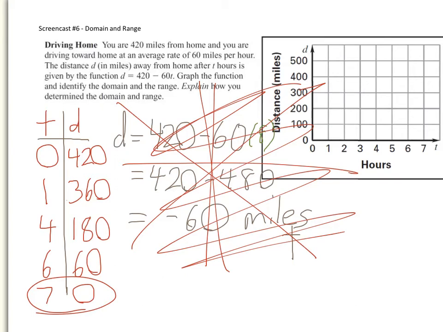So now that we have all this wonderful information here, time is 0, 1, 4, 6, 7, which means d is 420, 360, 180, 60, and finally 0, we are able to now officially plot our points.